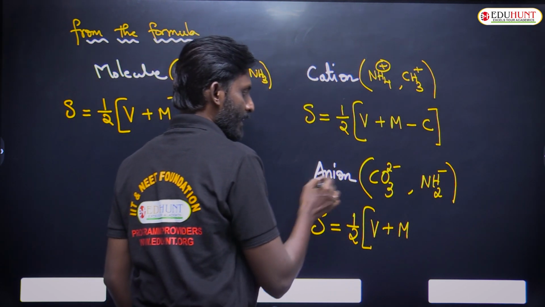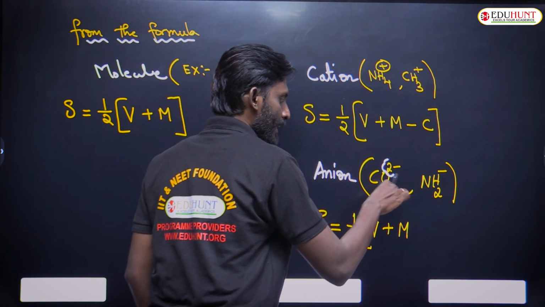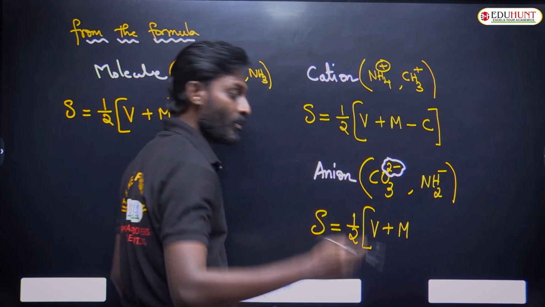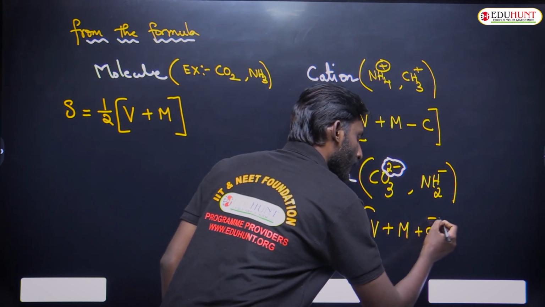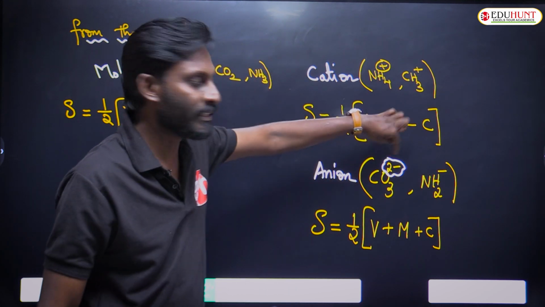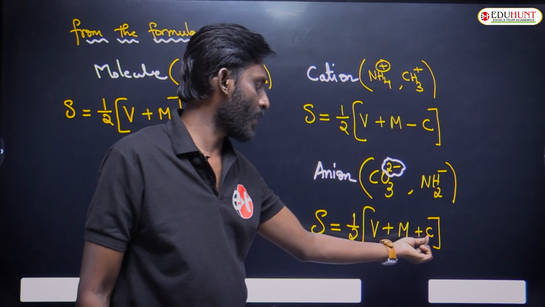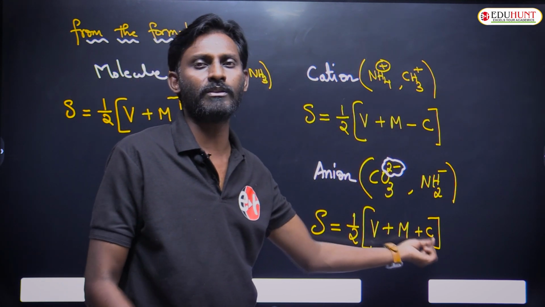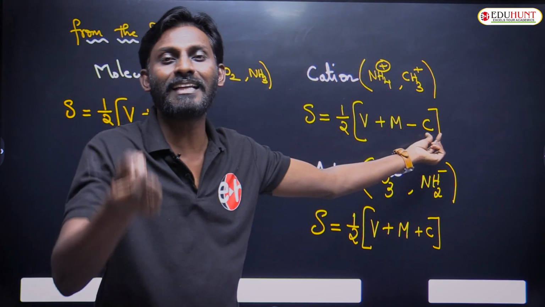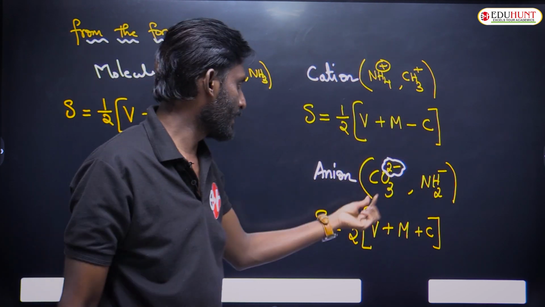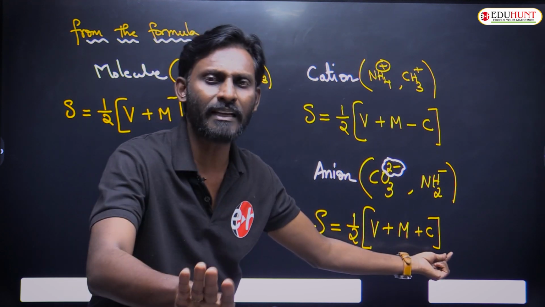See, if it is anion, there will be a negative charge. Then what you need to do? You have to add the charge magnitude. So there is a 2 unit negative charge, you have to add 2 here. That means you need to add 2. That's it. So in the case of cation, you are subtracting the charge magnitude. In the case of anion, you are adding the charge magnitude.